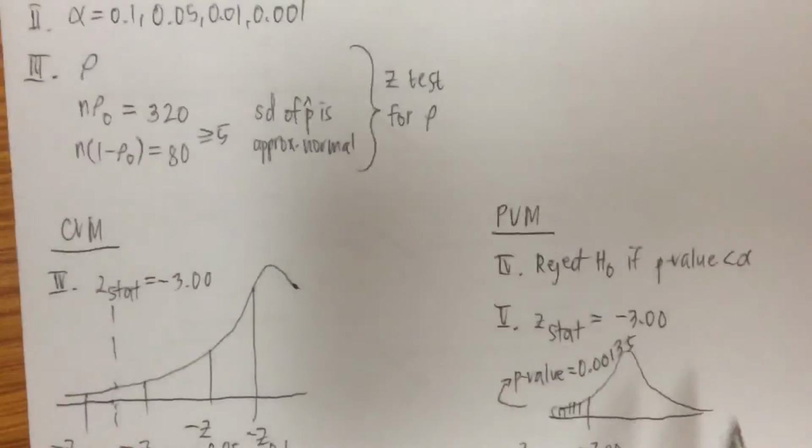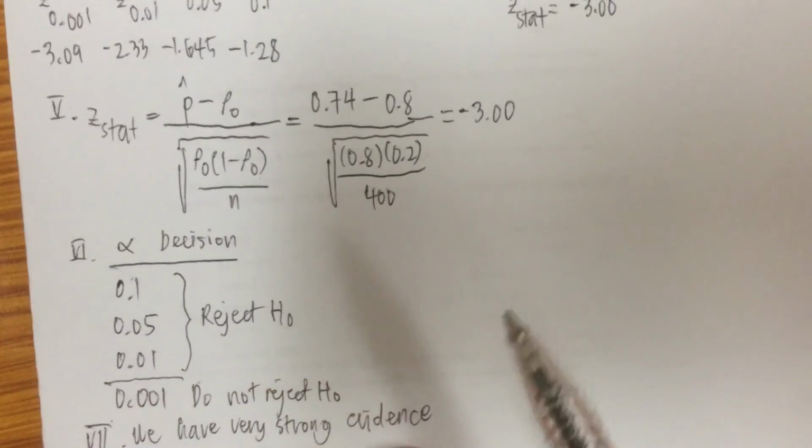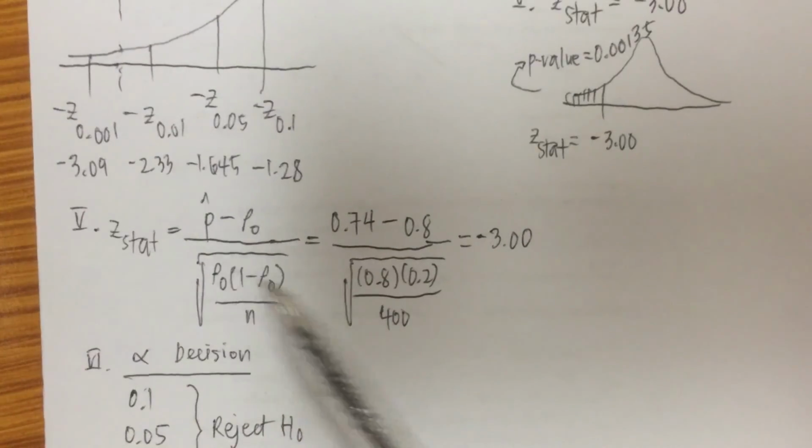So that's the z-test for population proportions. So again, it's very similar to the z-test for means. The only change here is the formula for the test statistic.